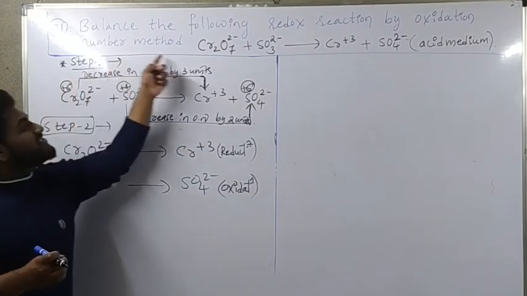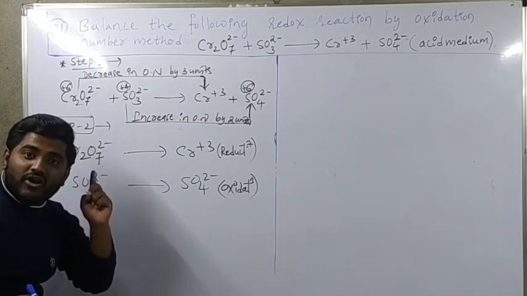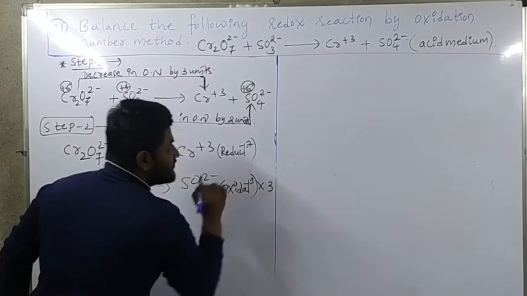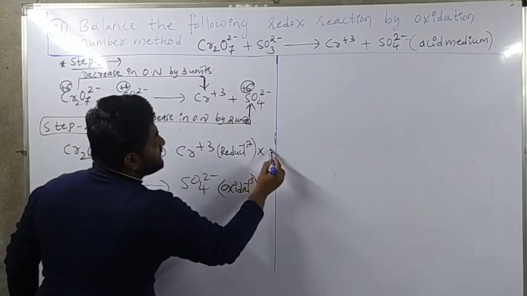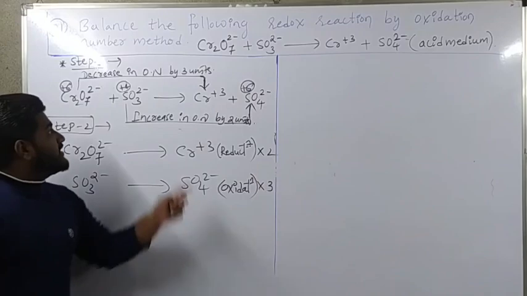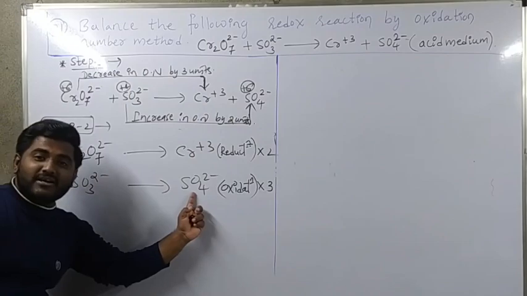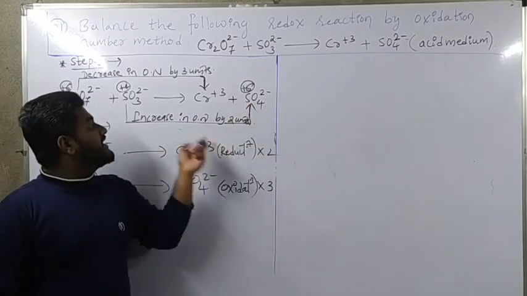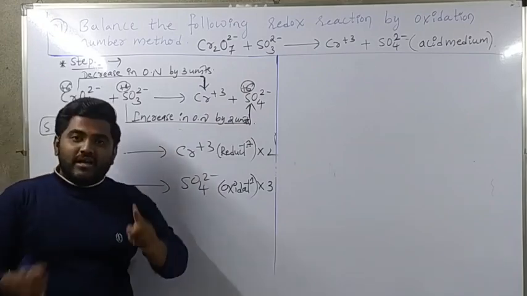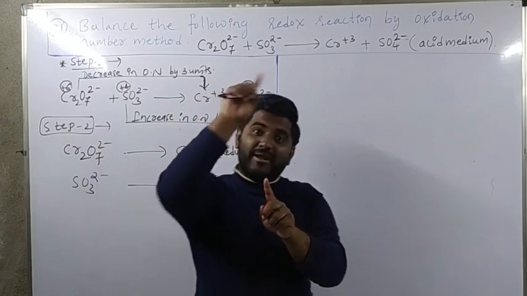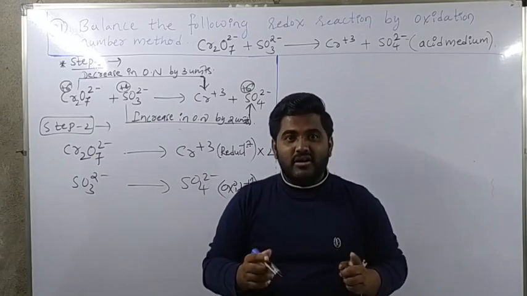So how much is chromium decreased, guys? 3 units. That 3 we have to multiply to sulfur. Following my point, multiply 3 to here. And how much is sulfur increased? 2. That 2 should be multiplied to here. So chromium is decreased by 3 units, and that 3 is multiplied to sulfur. And sulfur is increased by 2 units, and that is multiplied to chromium. Sulfur increment is multiplied to chromium. Chromium decrement is multiplied to sulfur. Cross multiplication. Followed or not, guys?